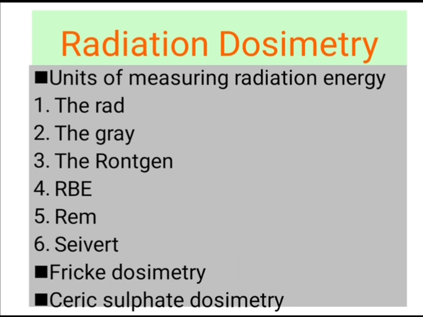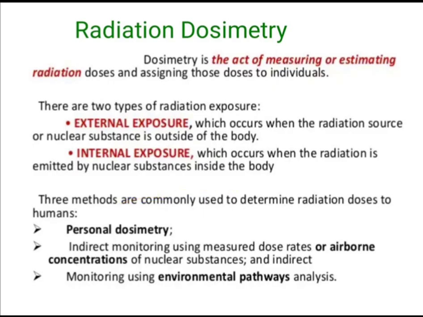Then we will see in today's lecture the Fricke dosimetry and the Ceric Sulphate dosimetry. So let's start with our today's lecture. So what is meant by radiation dosimetry? So dosimetry is the act of measuring or estimating radiation doses and assigning those doses to the individuals.